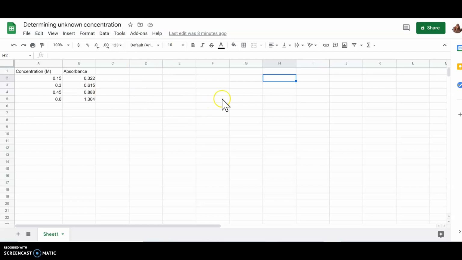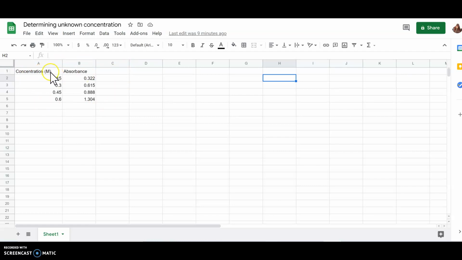So here's Google Sheets. I've already done a few things, so you need to do this also. I put in a title, so I put in Determining Unknown Concentration. You can title it any way you want. And then I took the data, which I just made up, so this is not anyone's data from the lab.